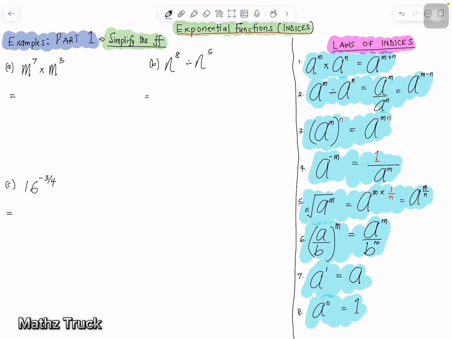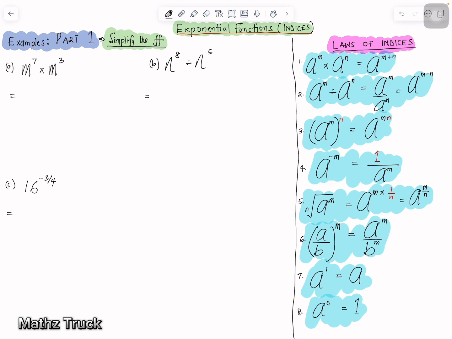Hello guys, so today we're talking about exponential functions or indices. On the right hand side we have the laws of indices, 1 up to 8. I believe that if you're able to familiarize yourself with all these laws, exponential function questions will be very easy for you to solve. Now let's move on to the examples that we have on the board here.